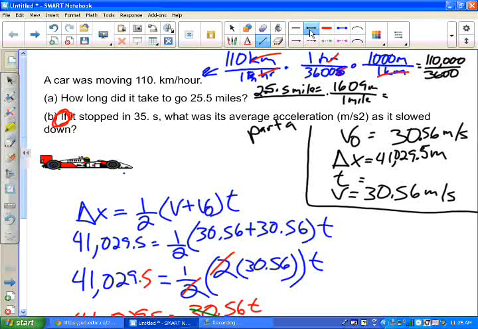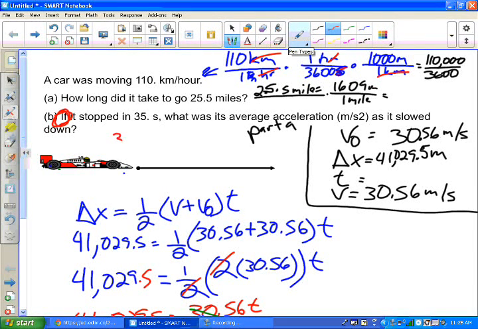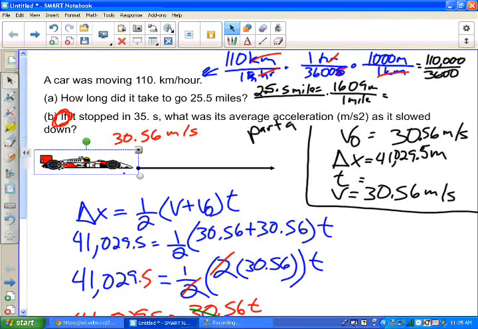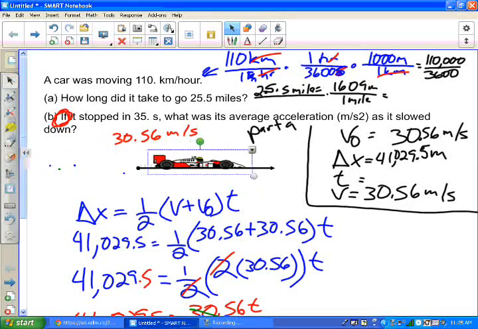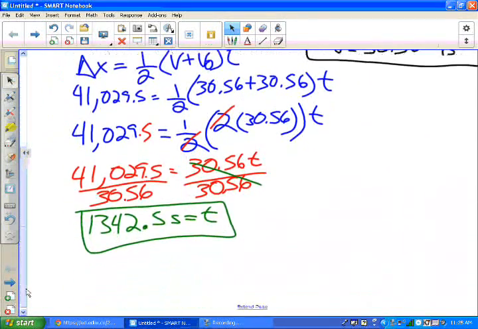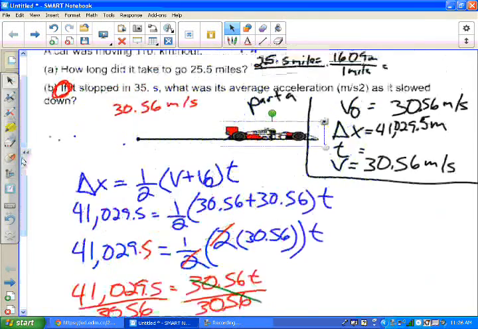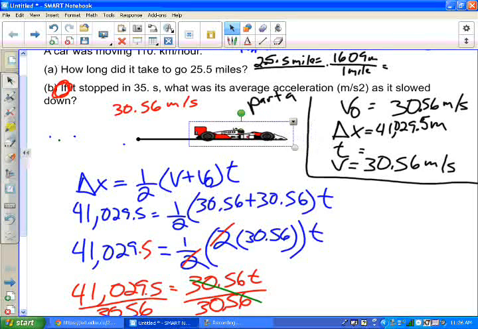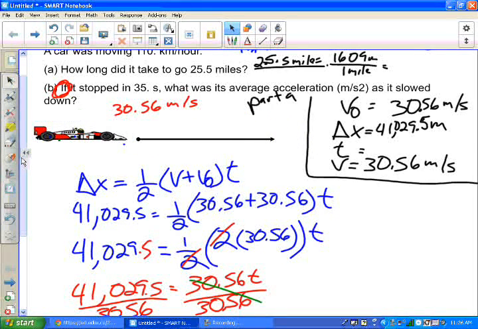What does that mean? That means that I have my little car traveling at a constant velocity of 30.56 meters per second. The car is traveling at a constant velocity from a starting point, and as it travels a total of 41,029.5 meters, the amount of time it takes to travel that distance is 1,342.5 seconds. Now we might be asked to convert that to minutes, but remember the SI units are in seconds. So that's pretty much our answer for part A.